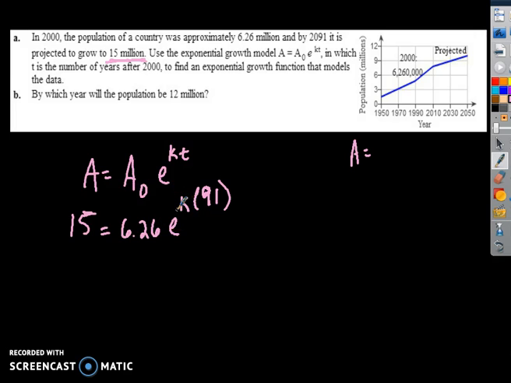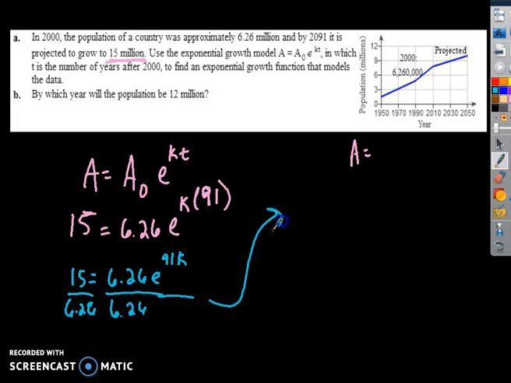All right, so you take a log of both sides. So let's first isolate k. Given that equation, 15 equals 6.26 e to the 91k. I can divide both sides by 6.26. And what we have now is 2.3962. I estimated to 4 decimal places. There's always going to be an estimation, so 4 is good enough. That is about equal to e to the 91k.